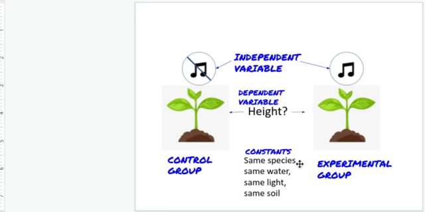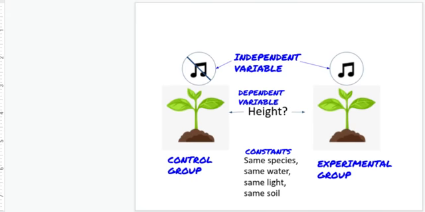These things are constants. Frequently, they are mislabeled controls. Do not call these controls. This is the control group. This is the experimental group. The constants stay the same. The independent variable is the thing you made different between them to begin with, and the dependent variable is the thing you're going to measure that you think will depend on whether they got music or not.